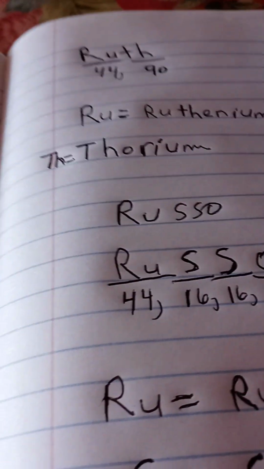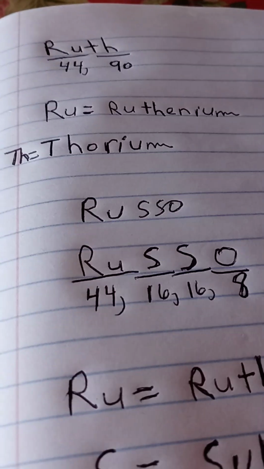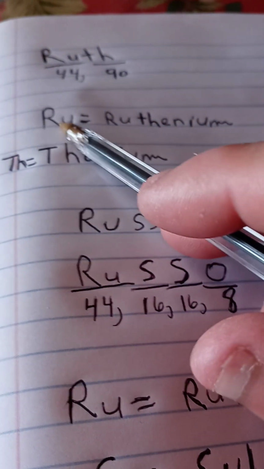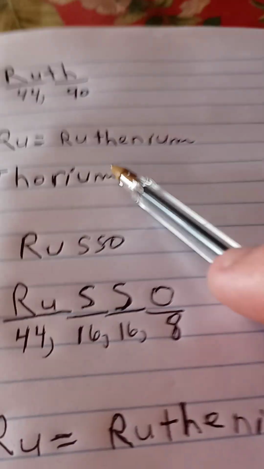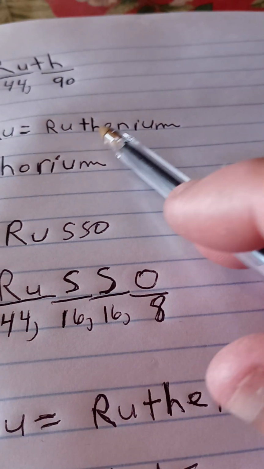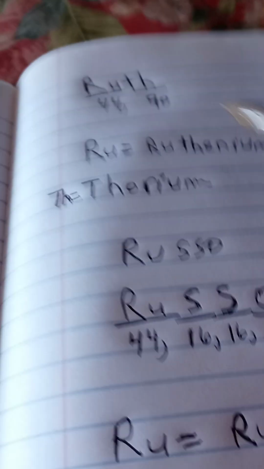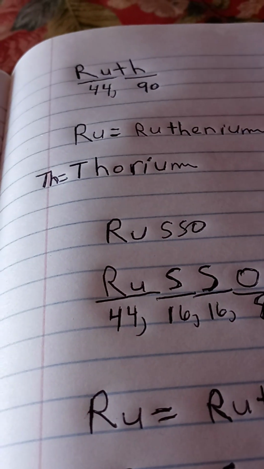For example, the chemical symbol on the periodic table of elements, you may have a capital R and a small u. That's the chemical symbol for the element that's called ruthenium. Ruthenium, capital R-U-T-H-E-N-I-U-M. That's the element. And capital R and a small u is the chemical symbol.